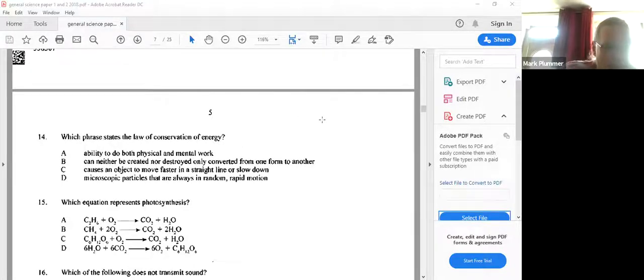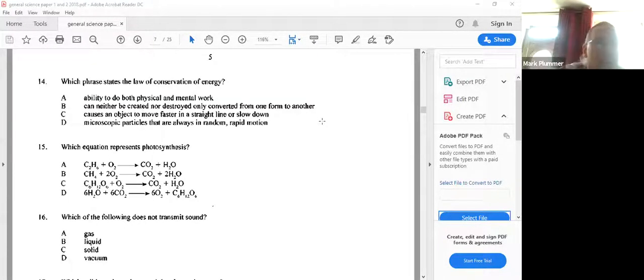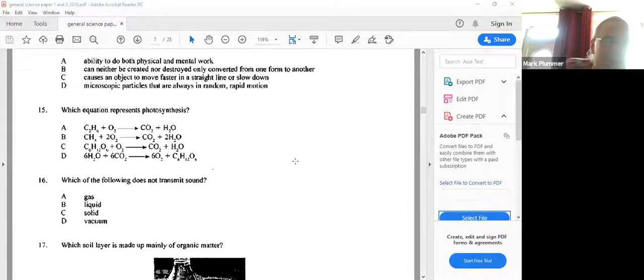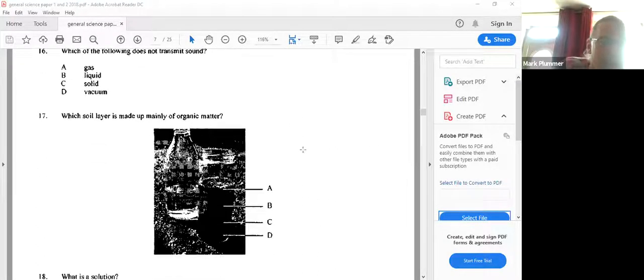Okay, number 16. Which of the following does not transmit sound? Gases, liquids, and solids are all able to transmit sound to varying degrees. The vacuum of space does not. So in all those big budget space movies where you see big explosions when interstellar spaceships blow up and you can hear them, that's not true, because there's no way for the sound to be transmitted. Okay, right, number 17.